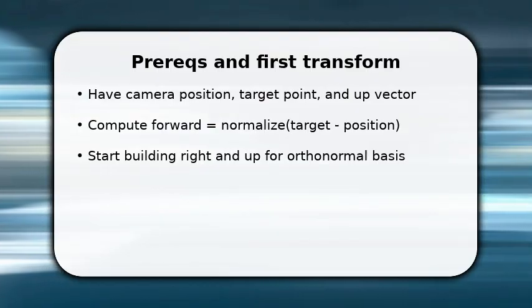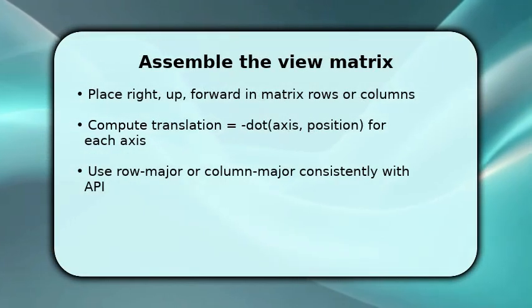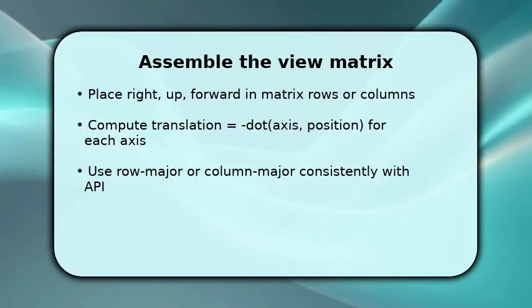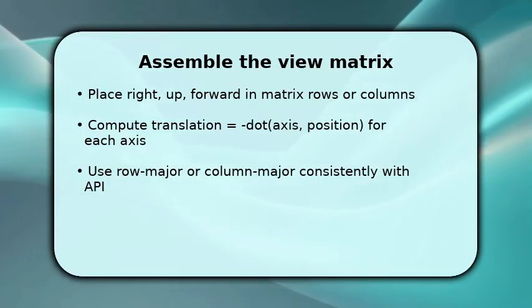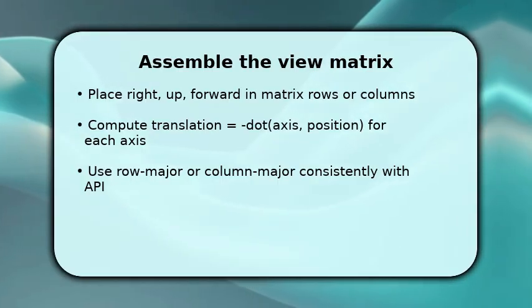You're now holding a clean camera basis. Keep these three axes ready, because the next step assembles them into the view matrix. You'll now convert axes into matrix form. If your API expects row major, put right, up, and forward as the first three rows. If column major, use columns instead.